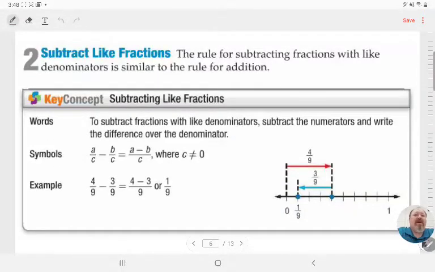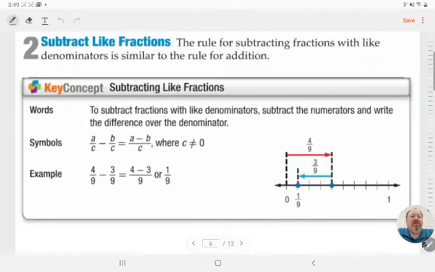Now we're going to talk about subtracting like fractions. So the rule for subtracting fractions with like denominators is similar to the rule for addition. So the key concept here says to subtract fractions with like denominators, you subtract the numerators and write the difference over the denominator. So very, very similar to addition.